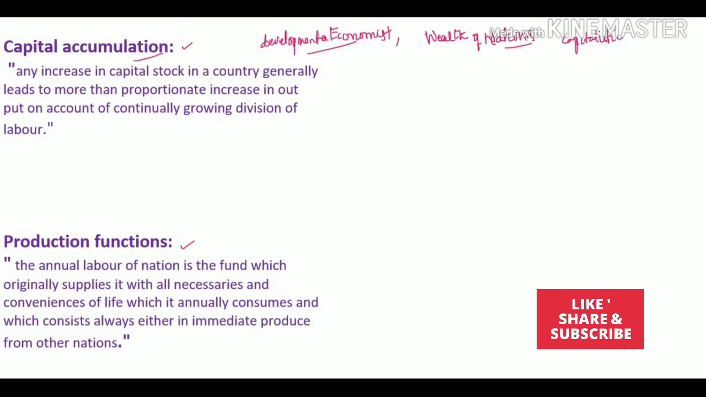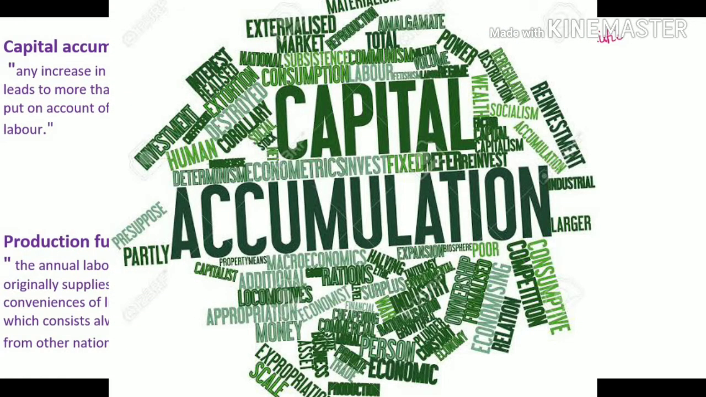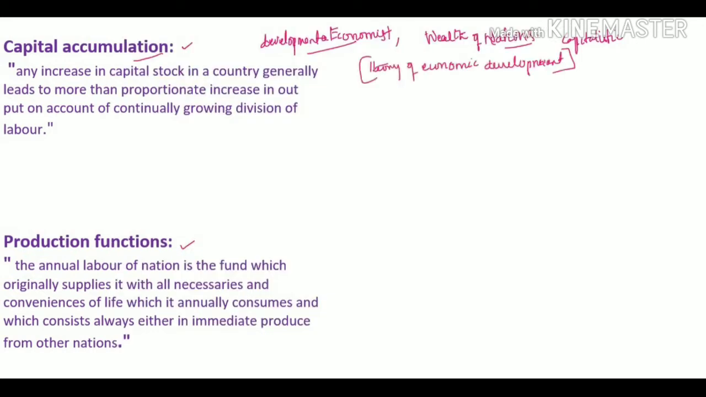Accumulation of capital is the central point around which Adam Smith's theory of economic development revolves. As a means of economic development, Adam Smith gave an important place to saving and accumulation of capital. Saving and accumulation of capital is very important according to Adam Smith. The problem before the classical economists was how to increase the wealth of a country. The increase in wealth was considered an index of a country's prosperity.